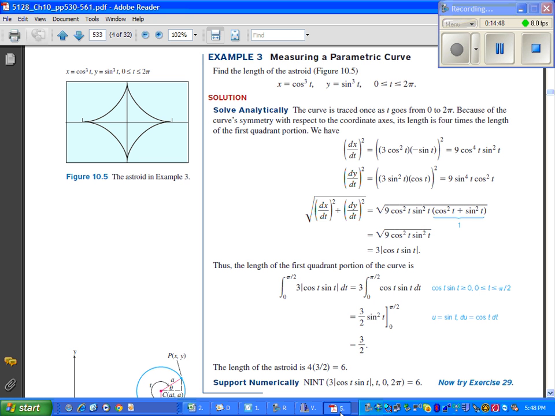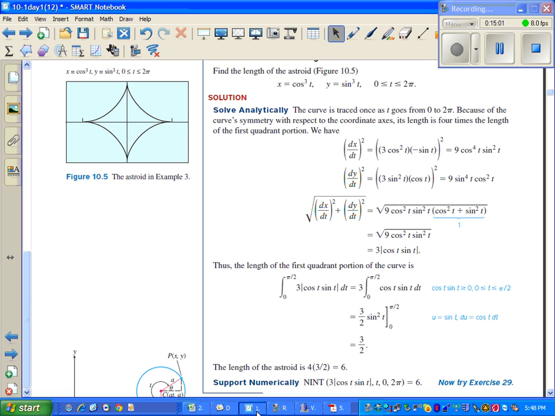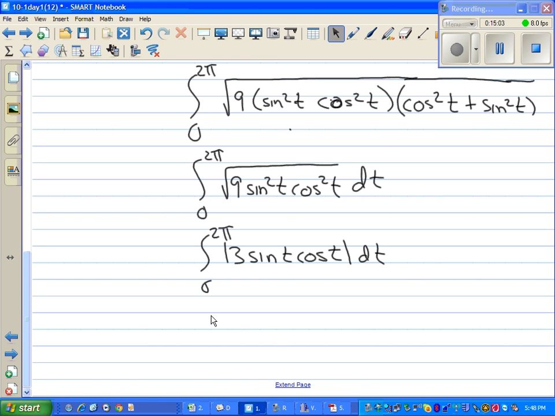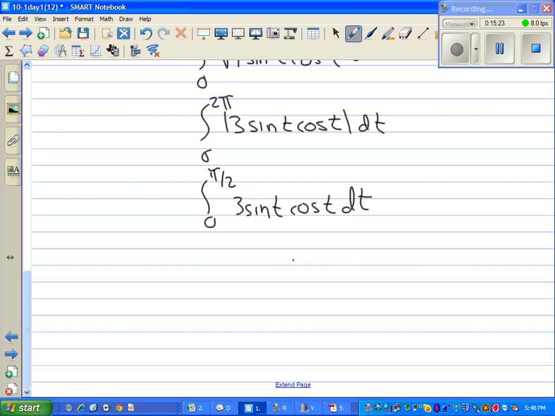But if we look at the shape, let's go to the book. The shape is off to the left here in figure 10.5, and notice that there's 4 parts to this asteroid. So rather than trying to compute all four pieces from 0 to 2 pi, in this case, we're just going to go from 0 to pi over 2, which is the first quadrant. Both sine and cosine are positive, so this allows us to remove the absolute value. And then since there's four pieces to this, once we get the answer to this, we're just going to multiply by 4, and it's a nice way to not have to deal with the absolute value.